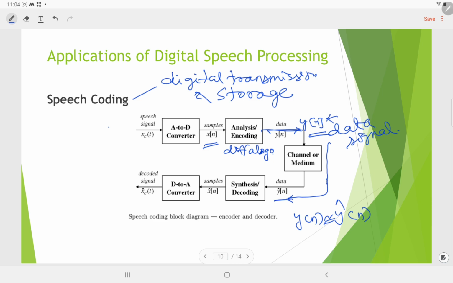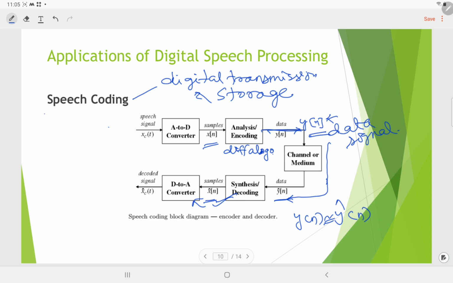Then after receiving this y cap n, you cannot directly listen to it. So first you need to decode it or synthesize it. Then you will get the signal in digital format. After that, you need to convert this digital signal into analog format such that humans will be able to hear it.